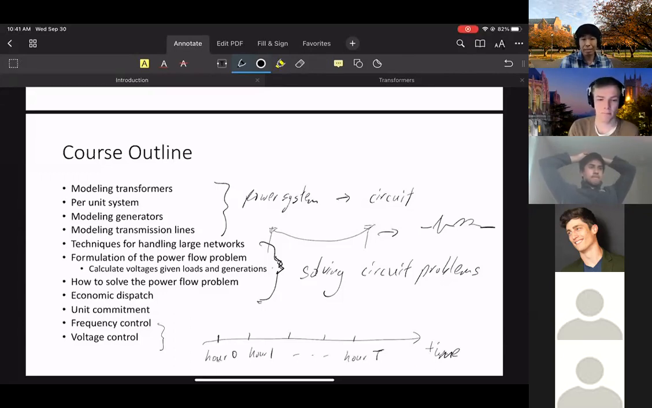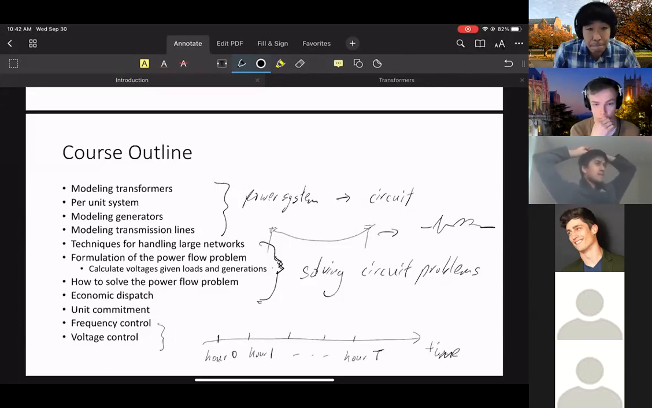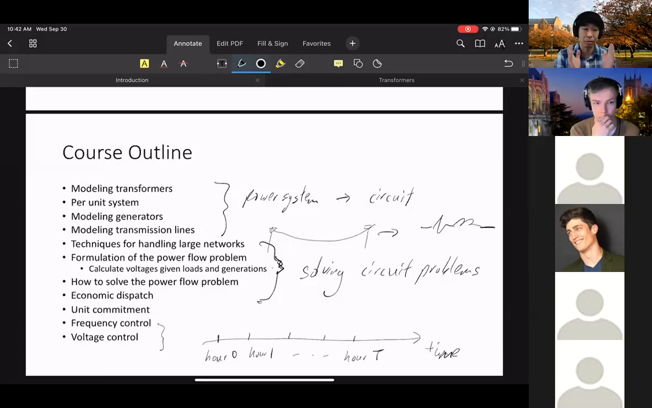What happens in the hour? Somebody comes and flips a light switch. I turn on a computer. So in this hour, the system must still be balanced. Things still happen. So the last part of the class looks at what happens within the one hour time interval, and how do I maintain system balance? And so this is the organization of the class.